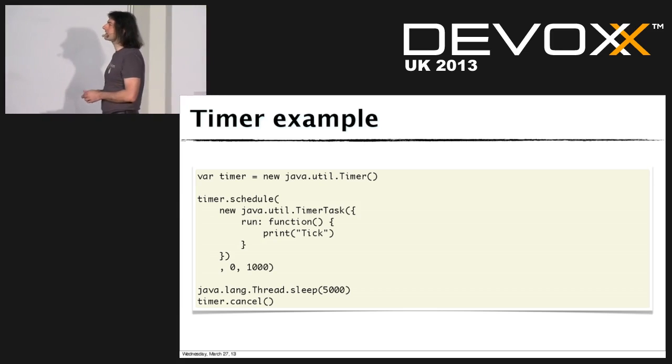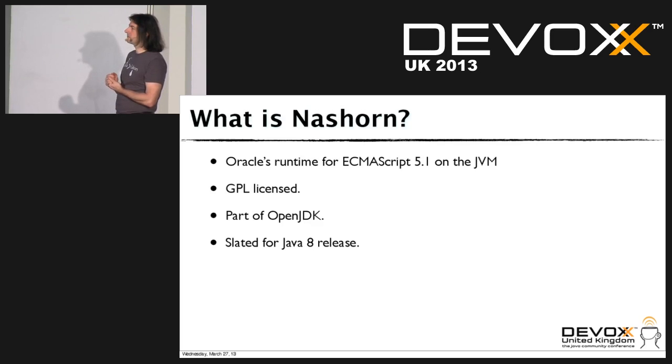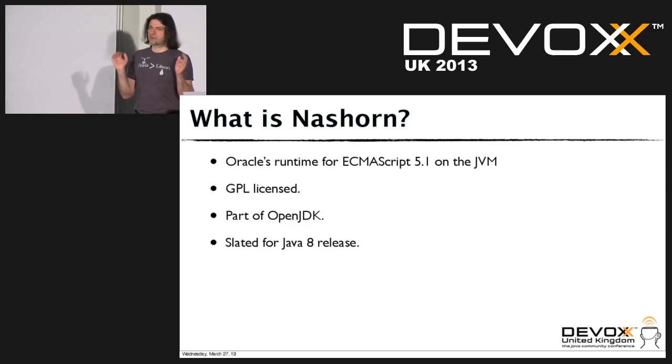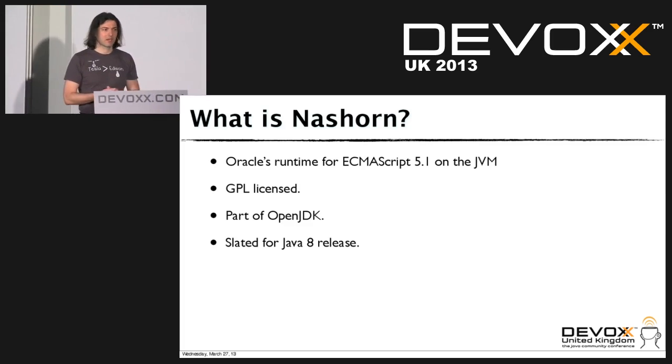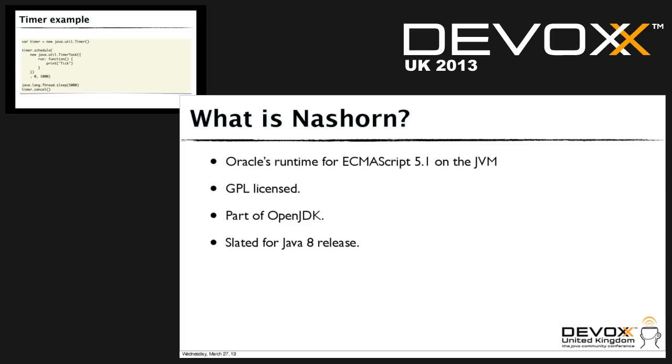This is actually a really nice example because it illustrates several concepts. In this example, we will create a timer. We will schedule a timer task in it to run once every second. Then we'll pause the main thread for 5 seconds to give the timer task a chance to run for a little bit, and then we'll cancel the whole thing and exit.